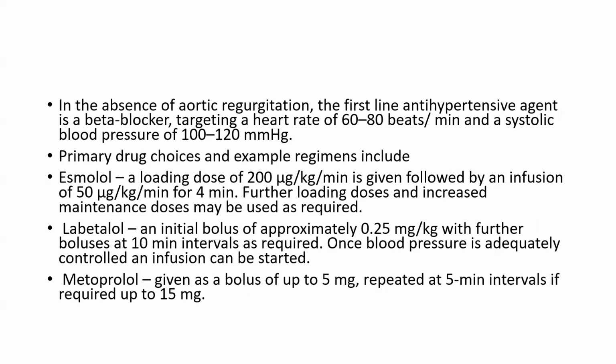So in the absence of aortic regurgitation, the first line antihypertensive agent is a beta blocker, targeting a heart rate of 60 to 80 beats per minute and a systolic blood pressure of 100 to 120 mmHg. The primary drug choices and example regimens include esmolol, where a loading dose of 200 microgram per kg per minute is given, followed by an infusion of 50 microgram per kg per minute for 4 minutes. Further loading doses and increased maintenance doses may be used as required.